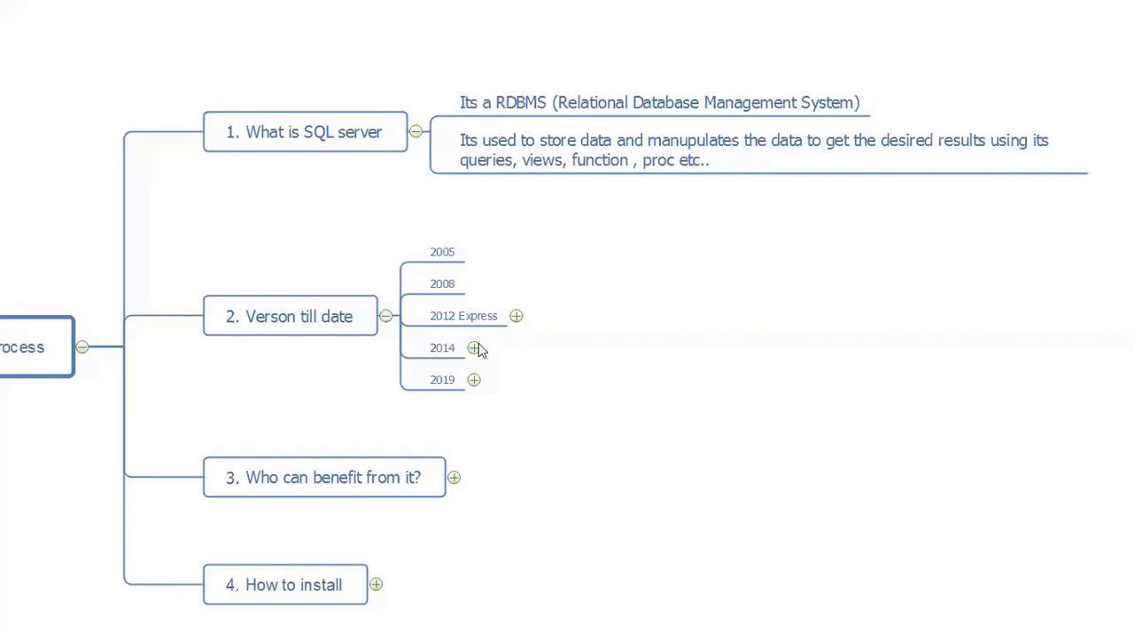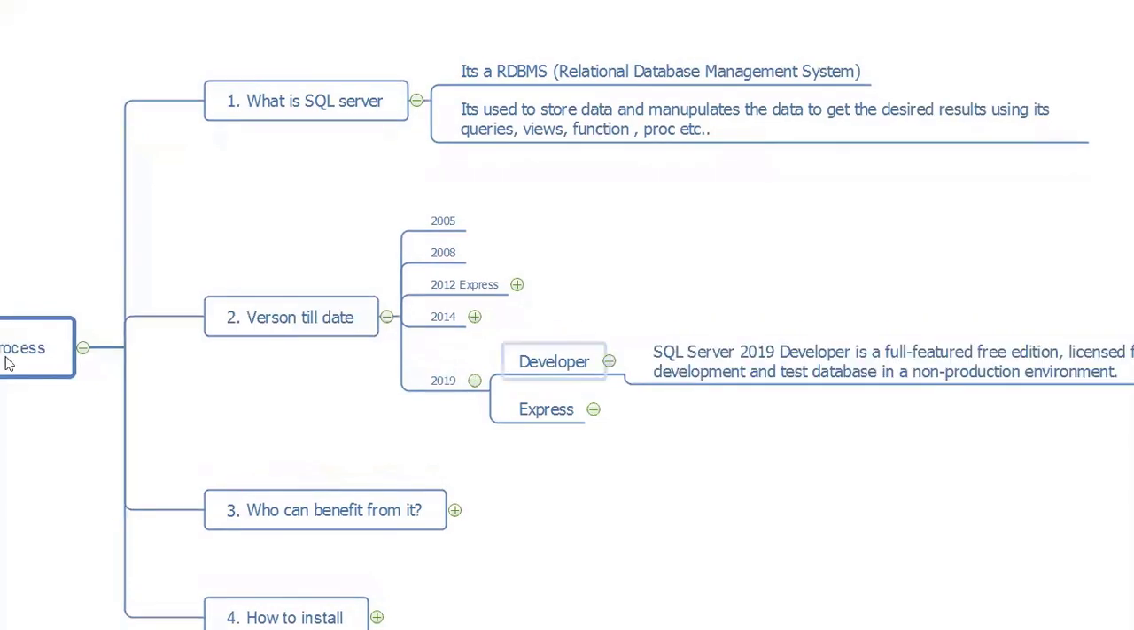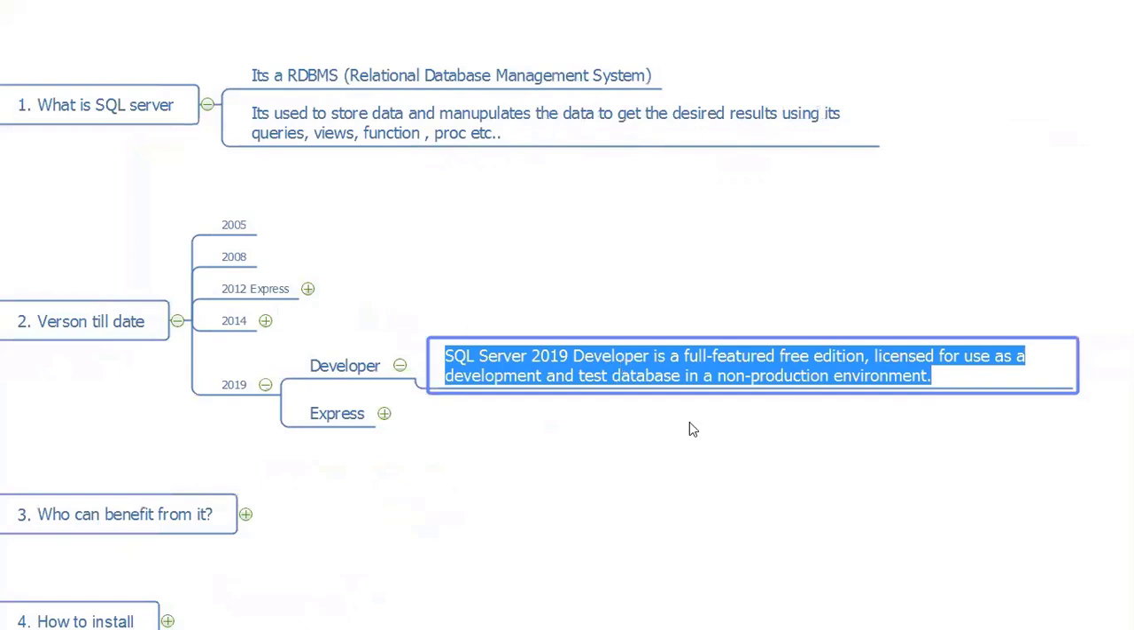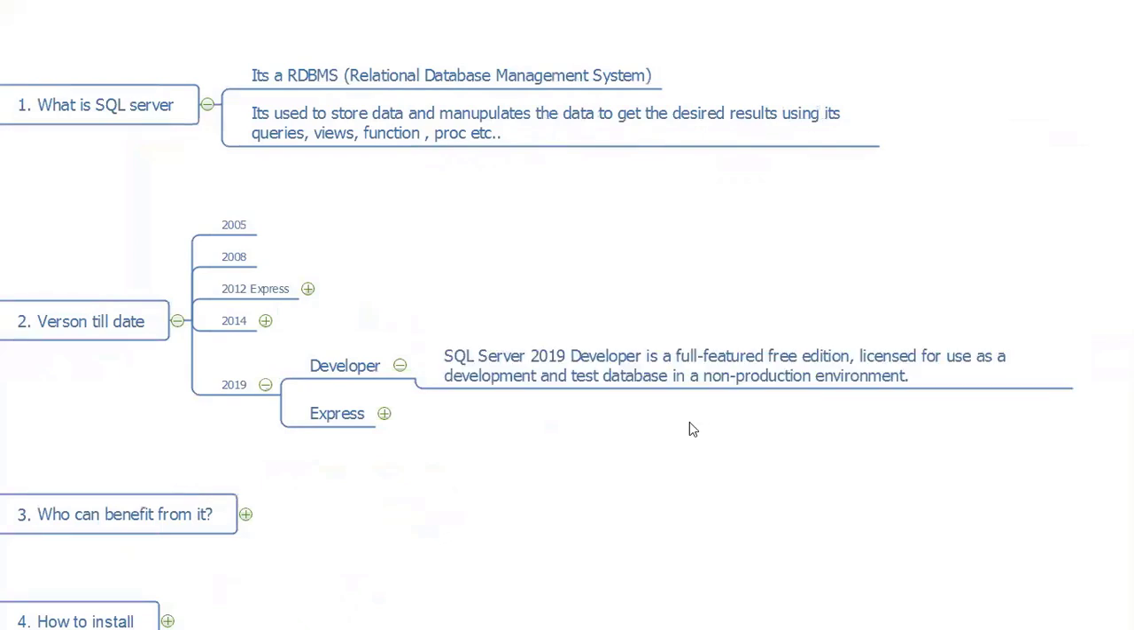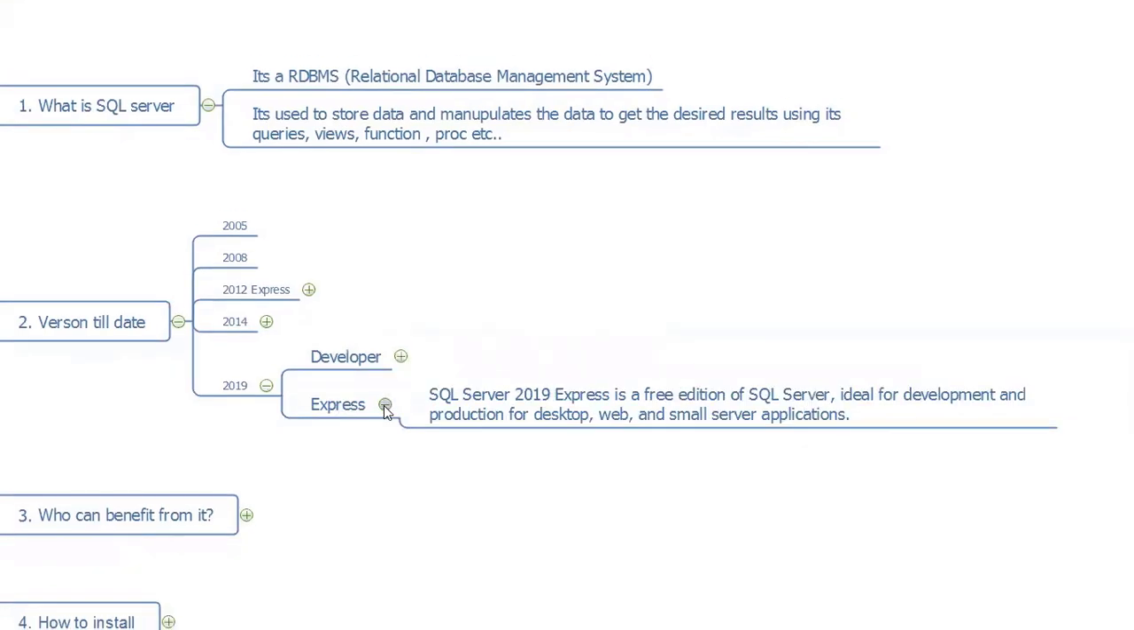And there are two types; some students are confused about installing 2019, whether to install Developer or Express. Actually, the difference is not that much. Developer is a full-featured free edition, and it is mainly used for all your development process, and it does not include the production environment. If you want to have the production environment also, then you can get the Express version of SQL Server 2009 or any kind of version.